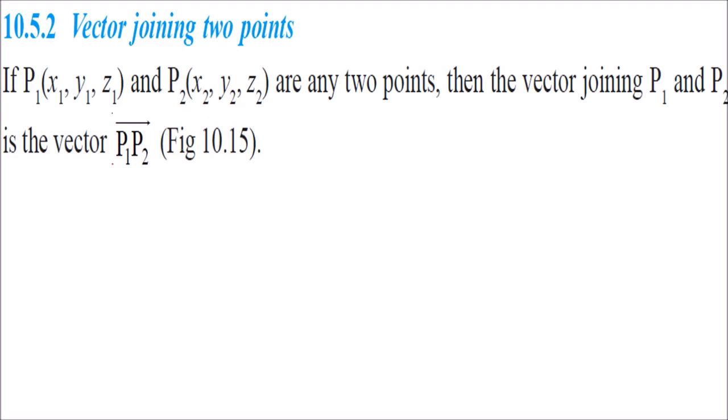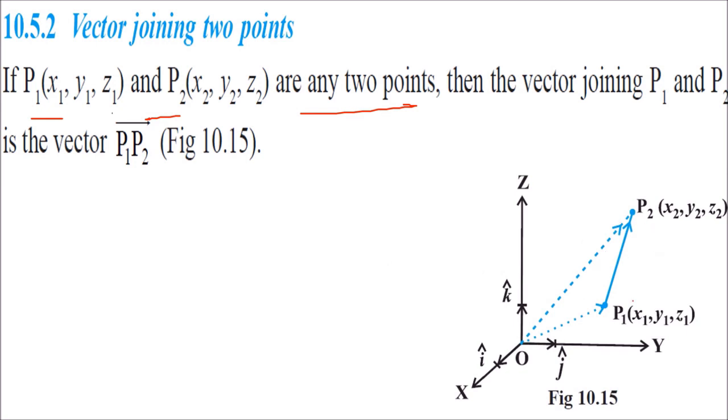Vector joining 2 points. If P1 and P2 are any 2 points, then let us see the diagram. P1 and P2 are the points x1, y1, z1 and x2, y2, z2. Now you have to find the vector joining these 2 points. So use the triangle rule. What is OP1? This is x1 i plus y1 j plus z1 k. What is OP2? x2 i plus y2 j plus z2 k.